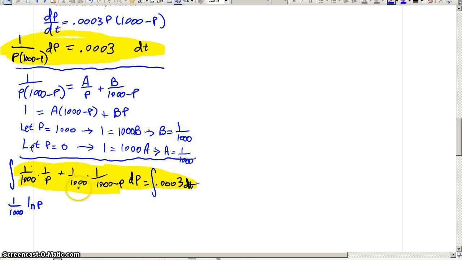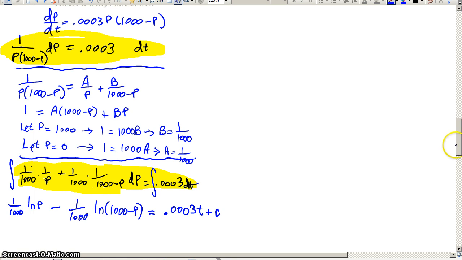As we take a look at the second integral, it's very tempting to think that we would just have 1 over 1,000 times the natural log of 1,000 minus p. Again, for 1,000 minus p, we're guaranteed that this expression is positive as well. Remember that our carrying capacity is 1,000. It's tempting to think that this is our antiderivative, but let's very quickly take a derivative to check. You'll notice with the chain rule, a negative 1 would come out, so we'd have to compensate by dividing by that negative, which would change the sign. On the right side, we would get 0.0003t, and just as we've been doing all along, we could say plus a constant.